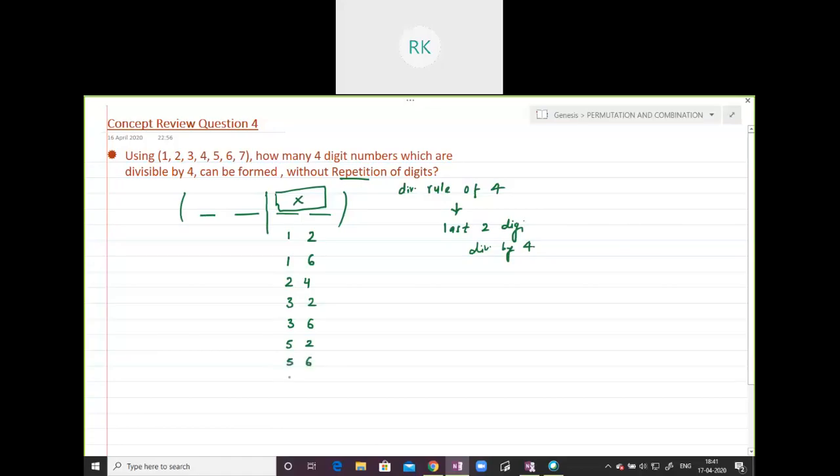Can I take 60? 58? No, 60 I cannot take. 60 is not there. I can't take 6 also. Sankit, I hope you got the answer, my dear.